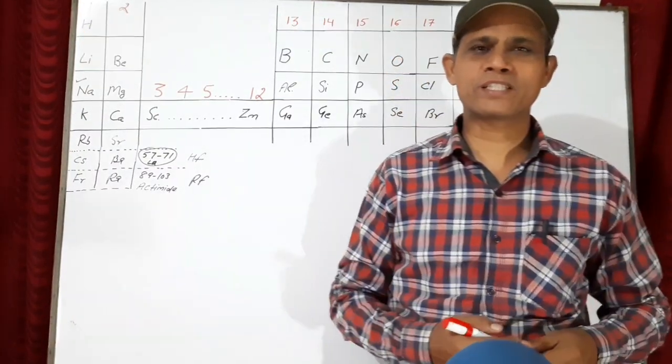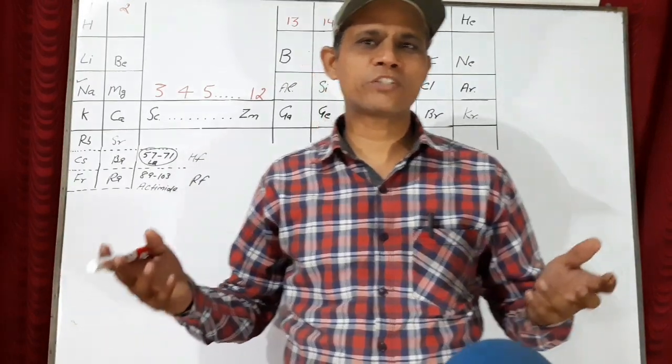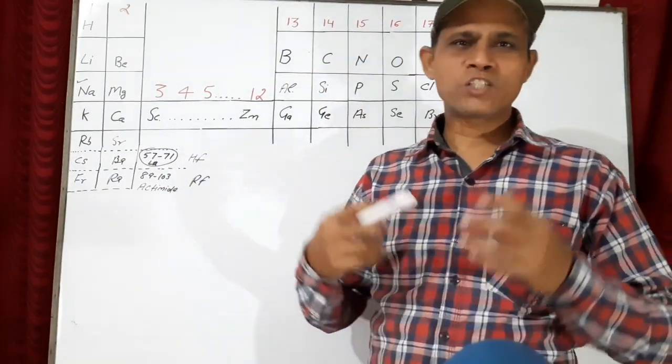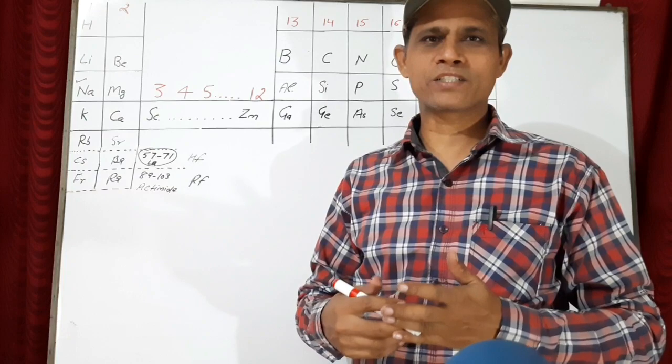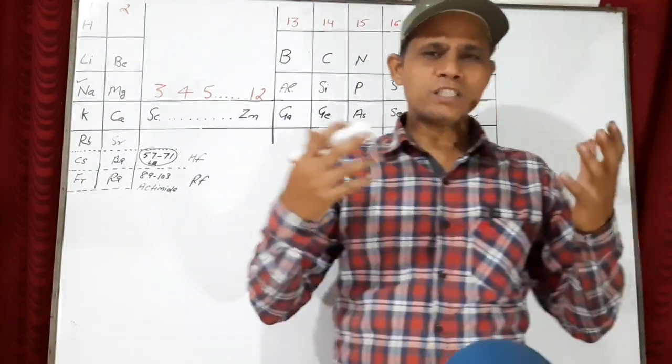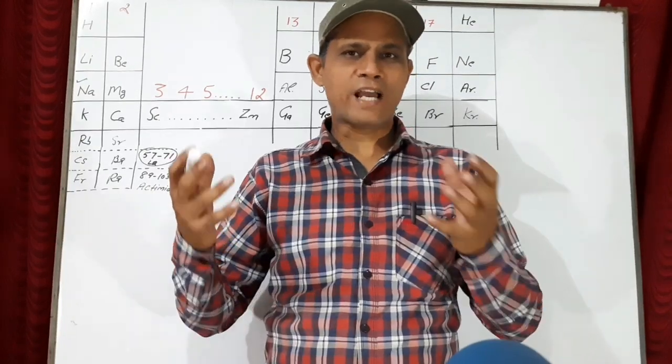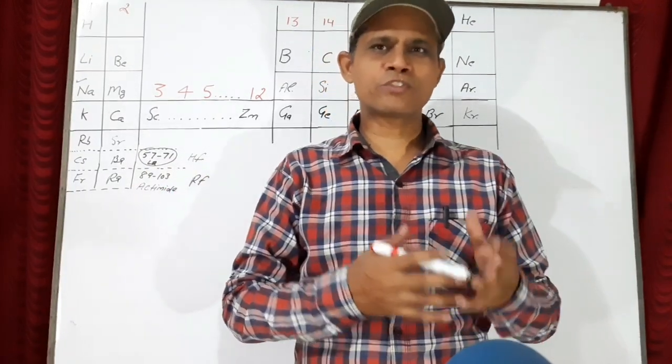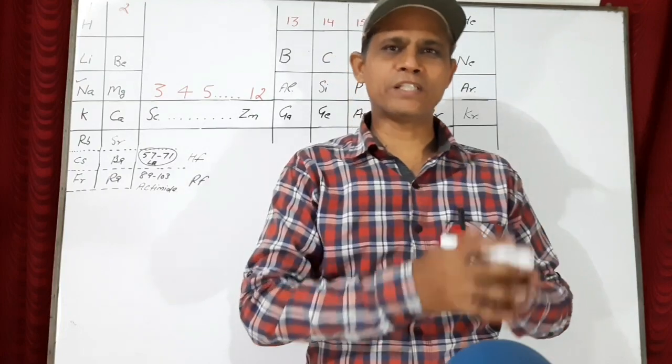Today we are going to discuss chapter number 1, classification of elements. And especially today we are going to discuss what are the features of the periodic table. This periodic table is having groups and periods. First of all, what is group and what is period?